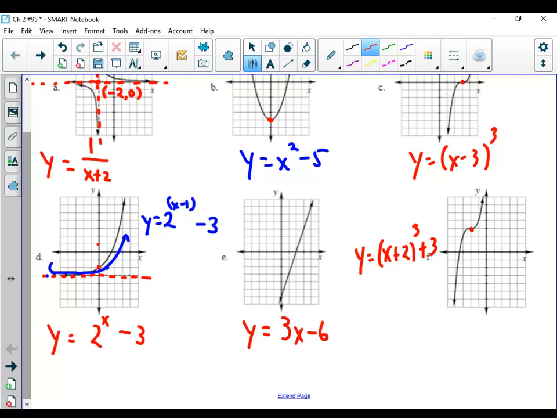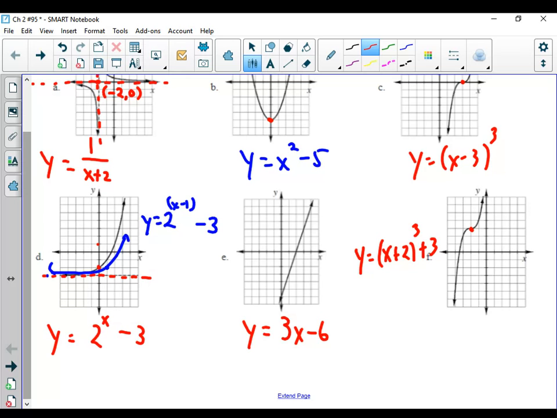But you could also kind of think about this as far as shifting. If I had to come up with a parent equation for a line, what would you think the parent equation for a line might be? What's the simplest equation I could come up with? y equals x. All right, and y equals x has a y-intercept at what point? 0, 0, the origin.